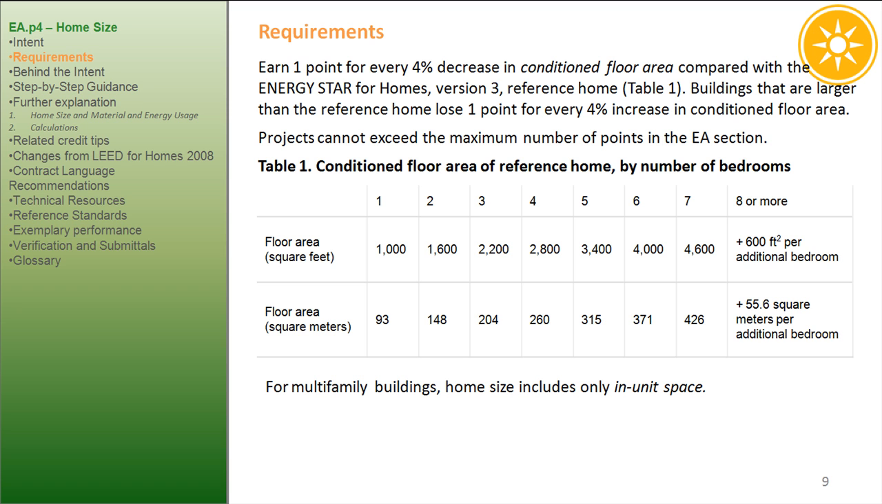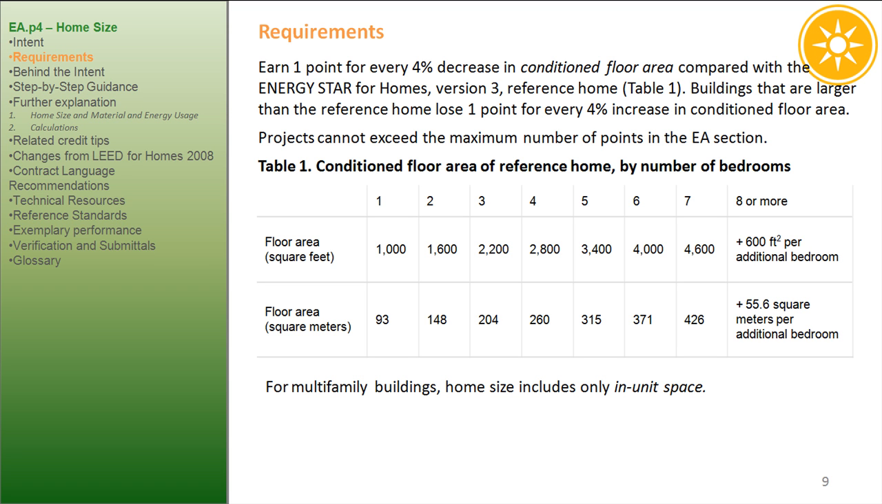Requirements. Earn 1 point for every 4% decrease in conditioned floor area compared with the Energy Star for Homes, version 3, Reference Home, Table 1. Buildings that are larger than the reference home lose 1 point for every 4% increase in conditioned floor area. Projects cannot exceed the maximum number of points in the EA section.